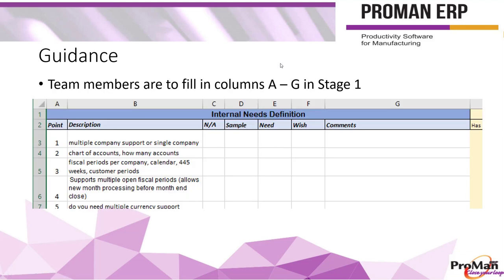Once we've given this to our team members, and they've clicked on this tab and gone into the one that applies to them, we're going to ask them to fill in columns A through G. These are just a whole lot of simple questions to try to figure out what your requirements are. Go ahead and update this. There's room for you to put more at the bottom of this.